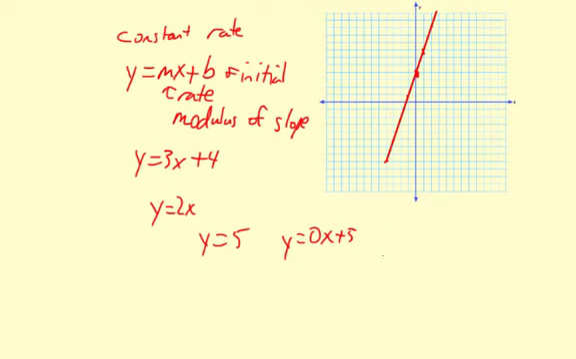Now a linear function table will show a constant rate of increase also. So I'm going to use some integer inputs here to model this function. So I'll do -1, 0, 1, 2. And for outputs, I would get 1, 4, 7, and 11.